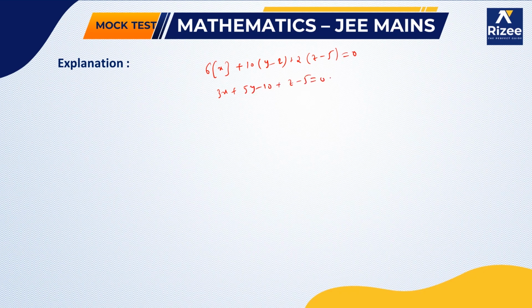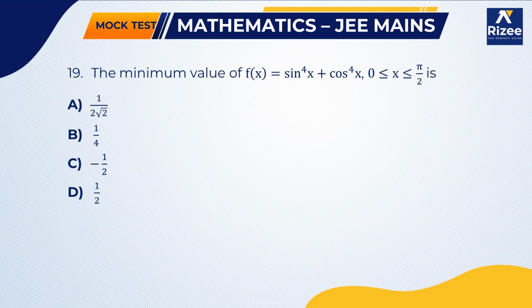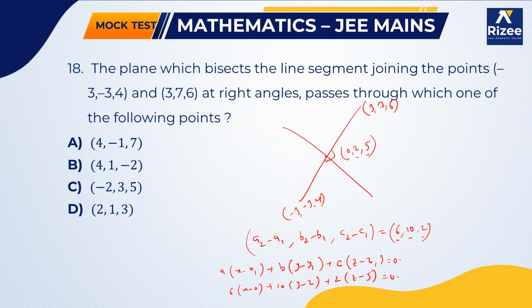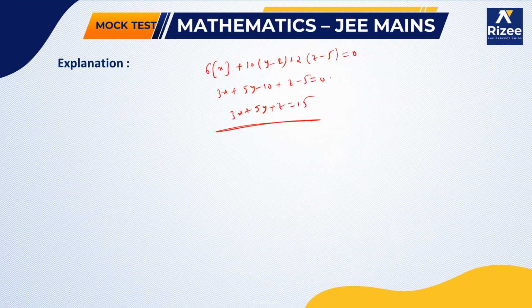Substitute these points, we get the exact value. Substitute the options; the point which satisfies this equation is the required point.